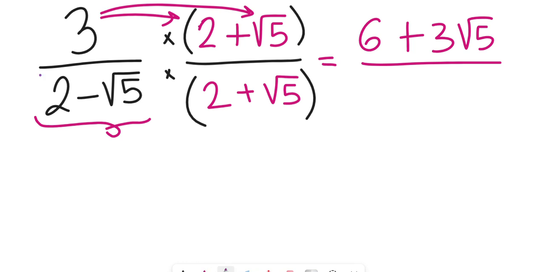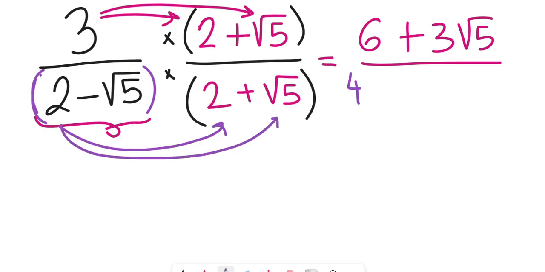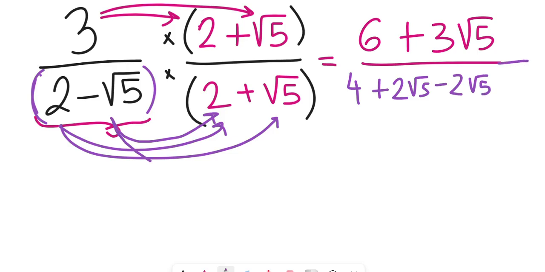Now the denominator. It's better if you put this in brackets. 2 multiplied by 2 is 4. 2 multiplied by positive radical 5 is 2 radical 5. Negative radical 5 by 2, negative 2 radical 5, and negative radical 5 by radical 5 is negative, and then radical 5 multiplied by radical 5 is 5.